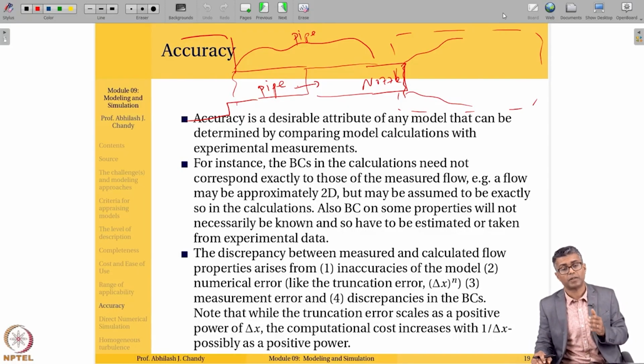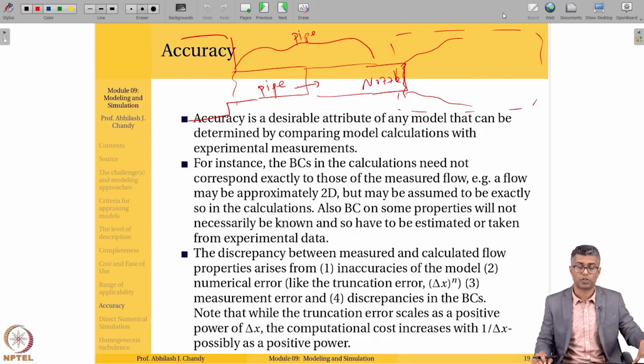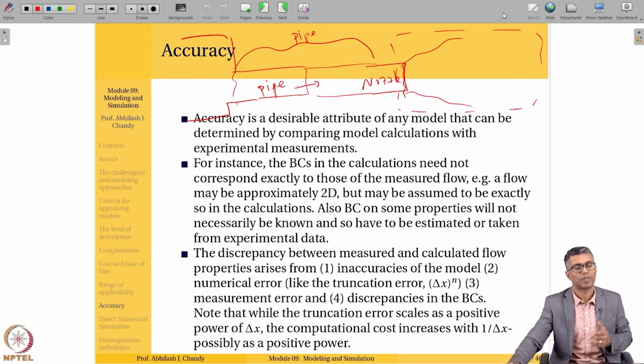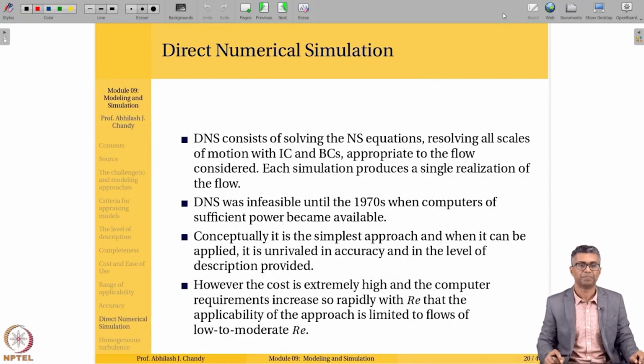So the final point here is the truncation error definitely scales as a positive power of delta x. So if it is second order, it is delta x squared. If it is third order, it is delta x cubed. So if you reduce your delta x, your truncation error is going to reduce. But keep in mind, the computational cost also increases with 1 over delta x as a positive power. So that limits the number of grid points you use. So that affects your accuracy, right?